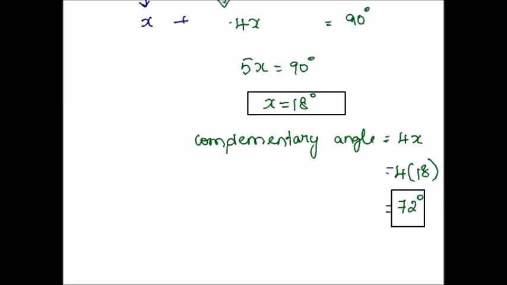We can check that the sum of the given angle and its complementary is equal to a right angle. So 18 plus 72 is giving you 90 degrees. So these two angles prove that they are complementary angles. So the answer is the angle measure of the given angle is 18 degrees and the angle measure of the complementary angle is 72 degrees. Hope you are clear with this example.